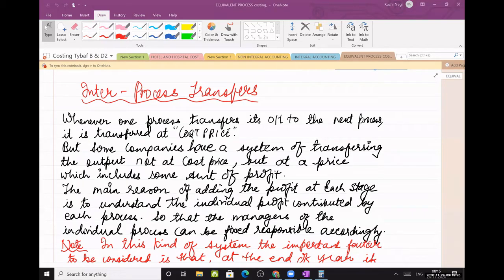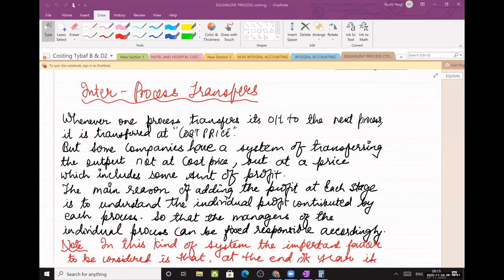So today's topic, or today's subtopic, is inter-process transfers. This is type 2 of equivalent process questions. Now, what is the need for doing this inter-process transfer? What is the need of this? Obviously, there is some objective or motive behind any variety of sum that you are solving.